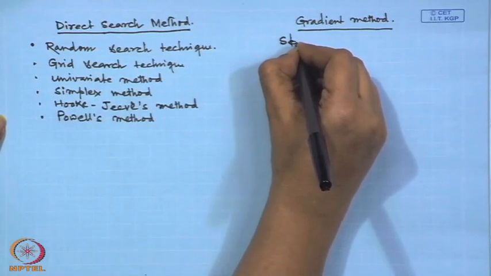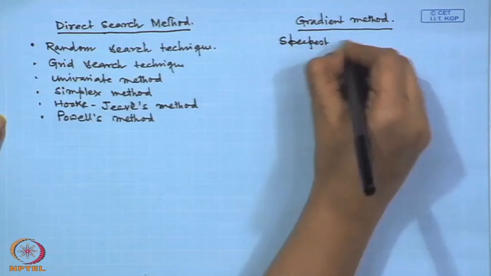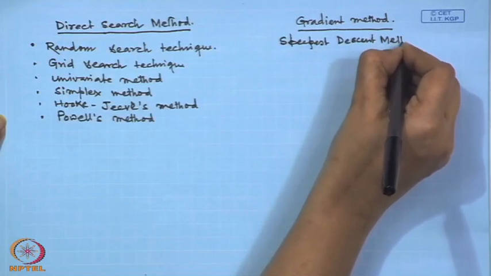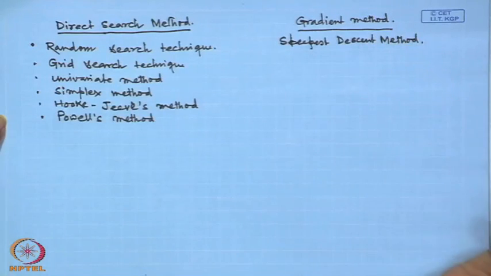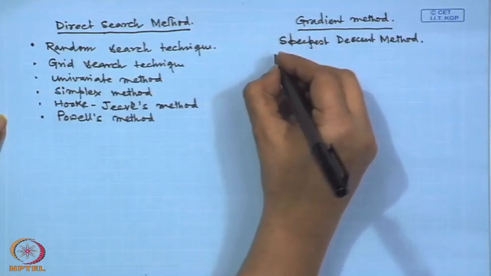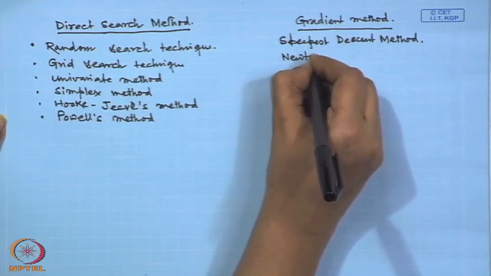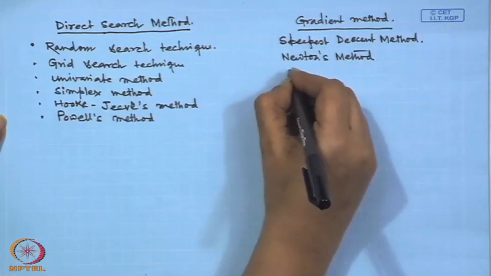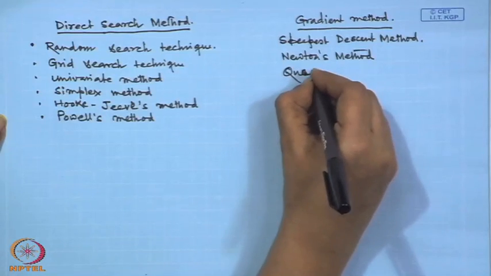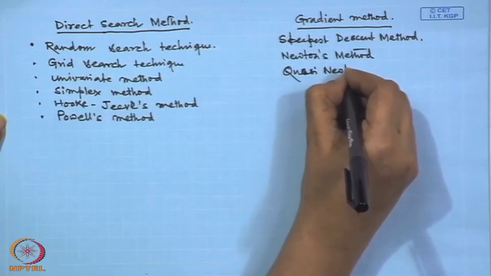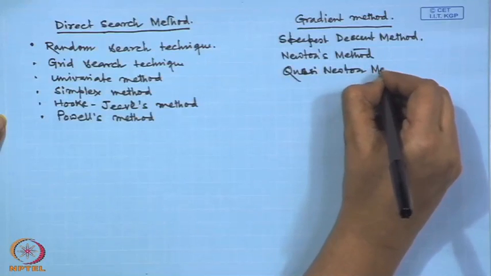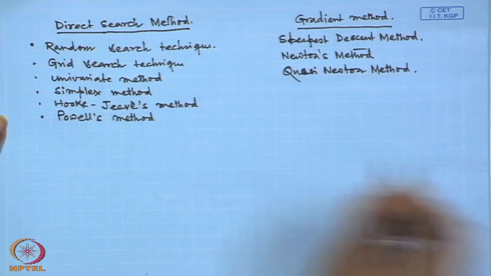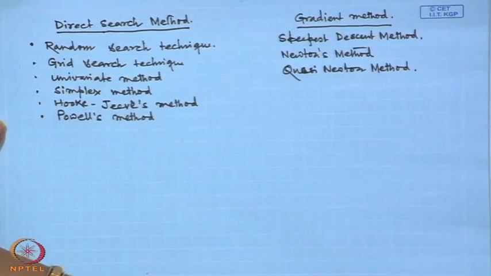One is the steepest descent method. Descent or ascent method, both are available depending on minimization or maximization. And there is another method available, Newton's method, and the quasi-Newton method. These are all the methods we use for solving unconstrained optimization problems. Today I will discuss some of the direct search methods in specific for solving unconstrained optimization problems.